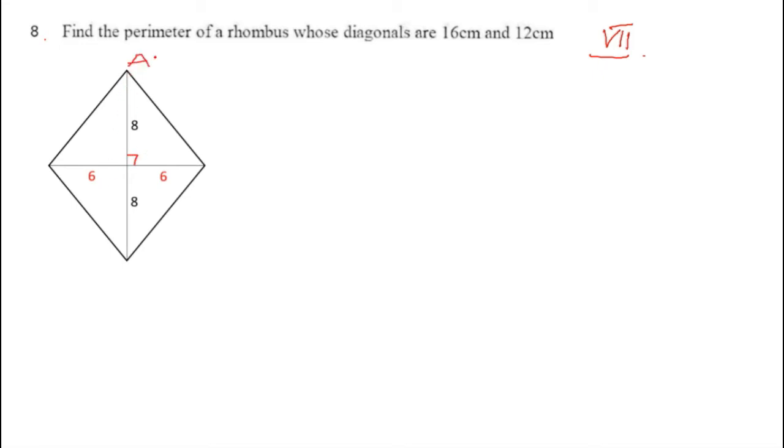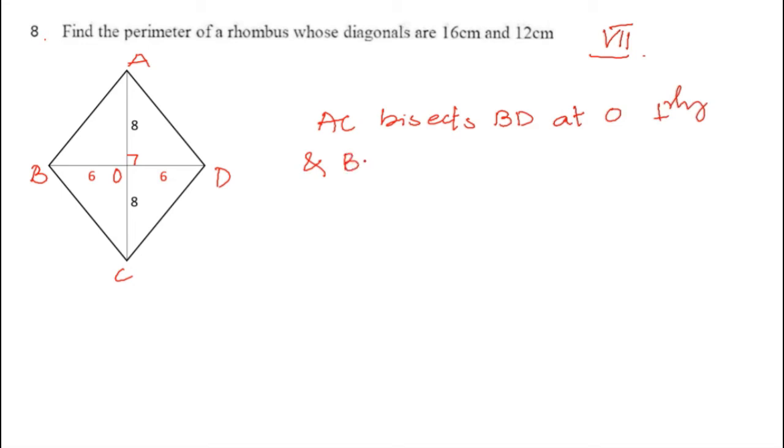If I name this as A, B, C, D, and the point of intersection of diagonals AC and BD as O, AC bisects BD at O perpendicularly, and BD bisects AC at O perpendicularly. I mean to say that the diagonals bisect each other perpendicularly.